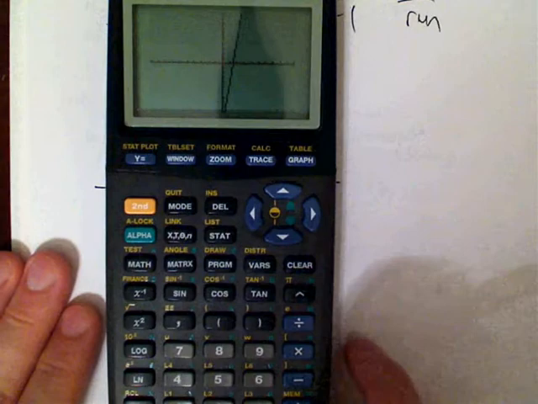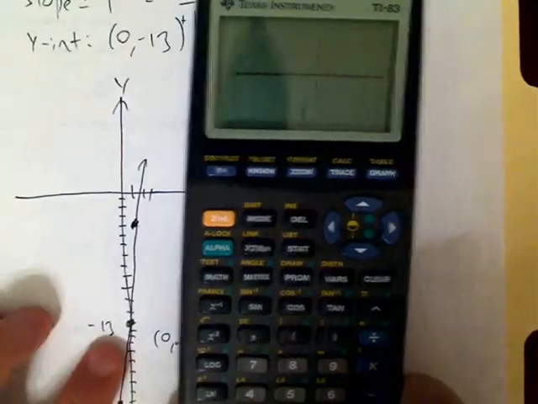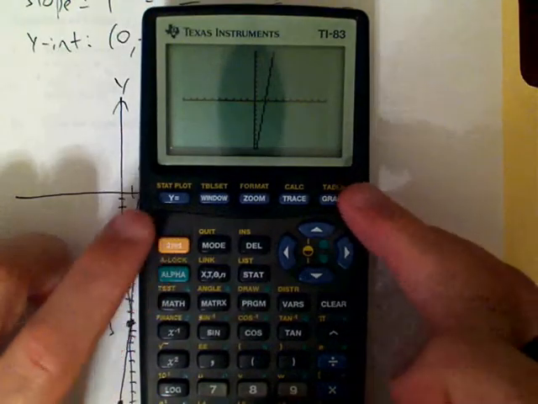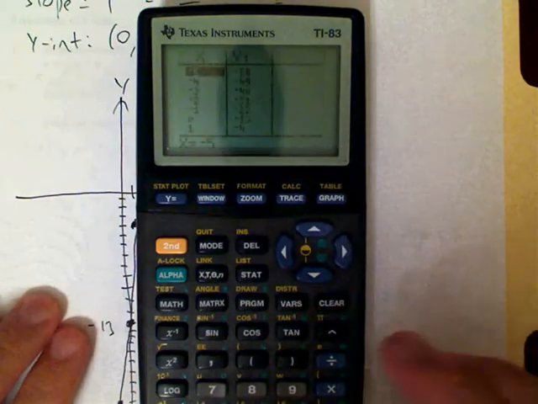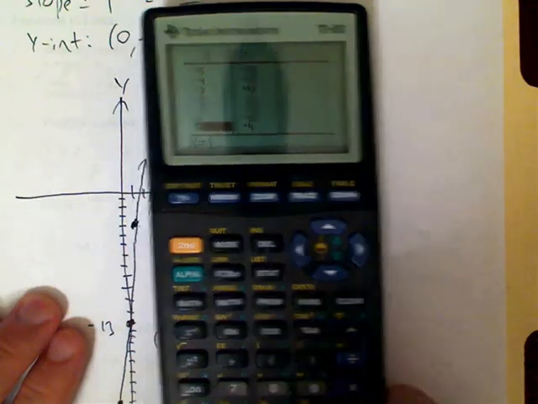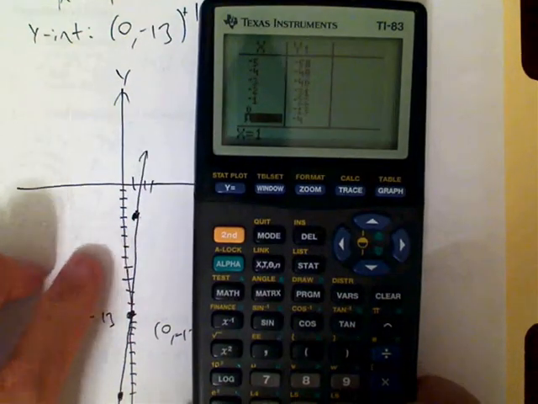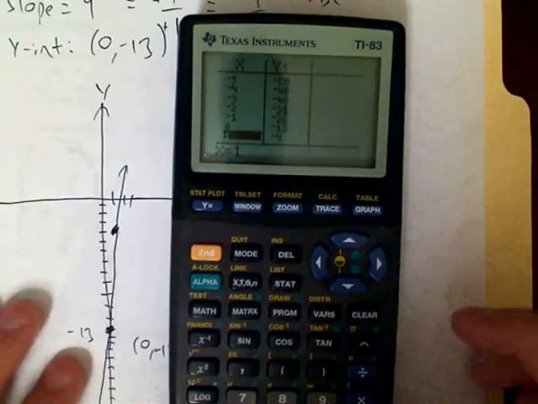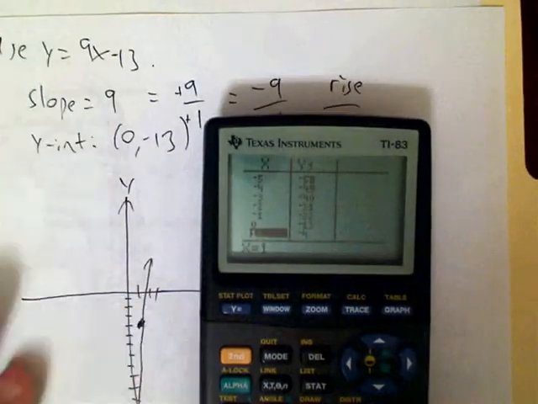Now, another little check you can do. So we have some points. 0, negative 13 is one of them. So we can actually hit second graph, which is the table key, and you can scroll up and down. There's 0, negative 13. The other point we graphed was 1, negative 4. That looks like what it is. That's negative 1, way down there, negative 22. That looks like what it is. And so keep in mind, you can also use this if it's y equals.